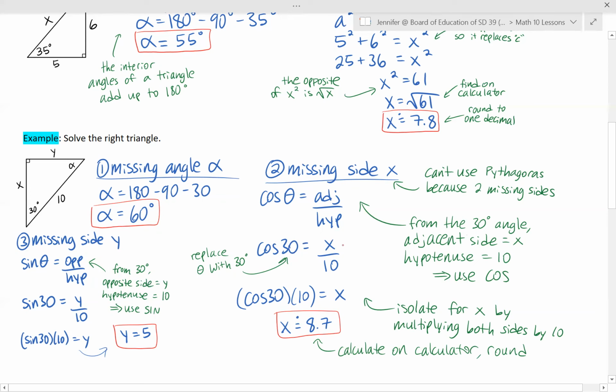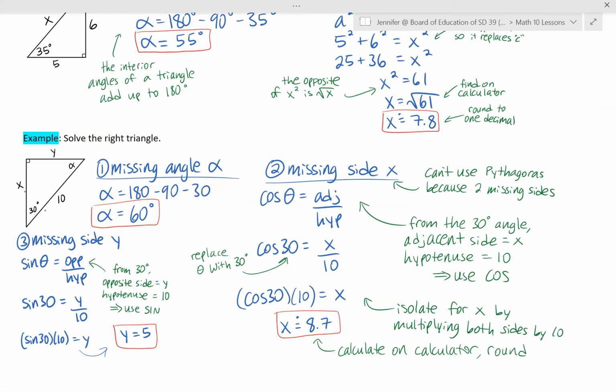To get x on its own, we would multiply both sides by 10. The 10 comes over here, and then we just put that directly into our calculator. Whatever cos 30 equals, and then multiply that by 10, round to one decimal place, you get about 8.7. So we just found that missing side length using our cos ratio. To find our final side length, our y, you could either use a trig ratio, which I did, or because you now have two side lengths, you could use Pythagoras theorem. I'm going to use the trig ratio.